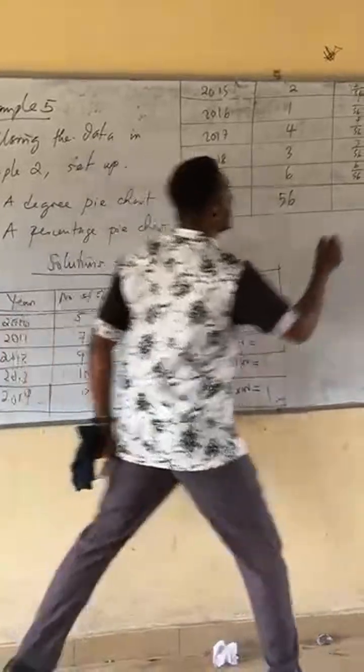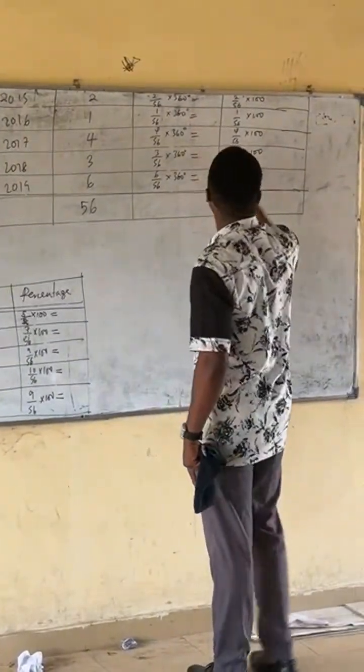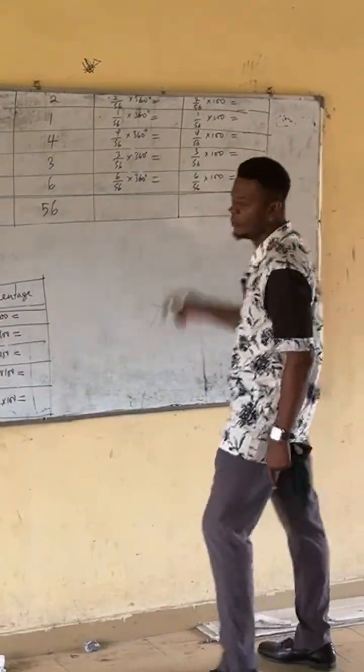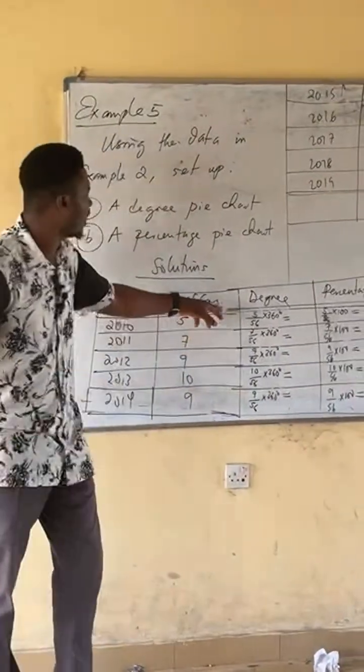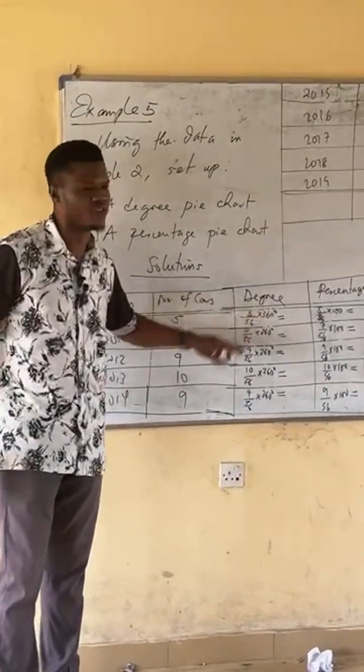So I can take it to what? One decimal place or to the nearest whole number. You can give your result to the nearest whole number. So let's quickly bring out your phones and let's multiply, please. Do it this way: 5 times 360 divided by 56.